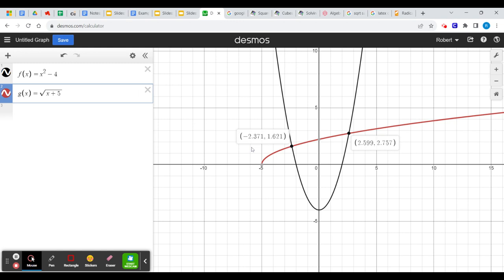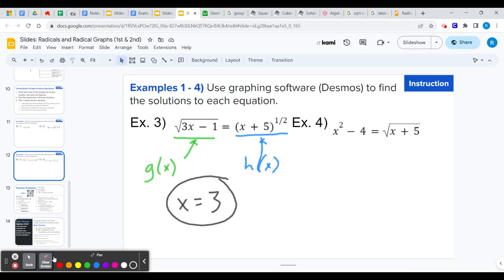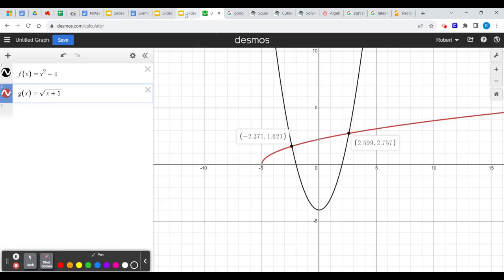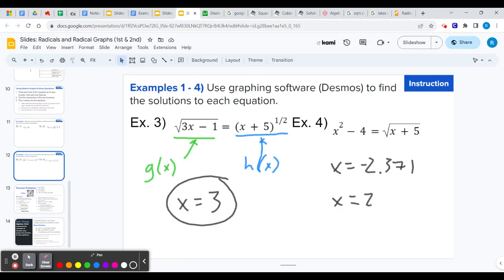These numbers are not very clean. Looks like negative 2.371 is one of our solutions. X equals negative 2.371. And the other solution, if we look here, is 2.599.